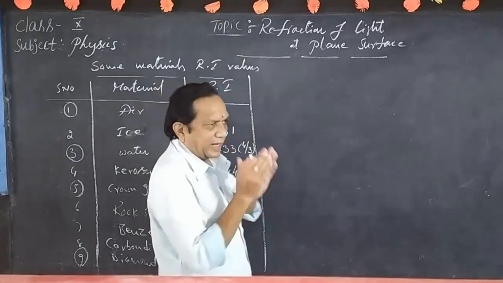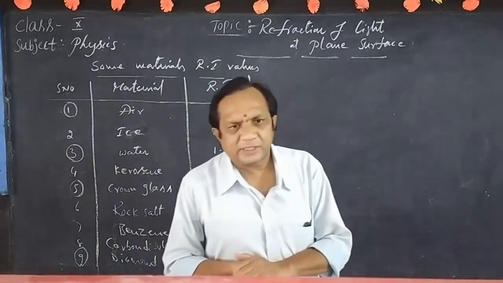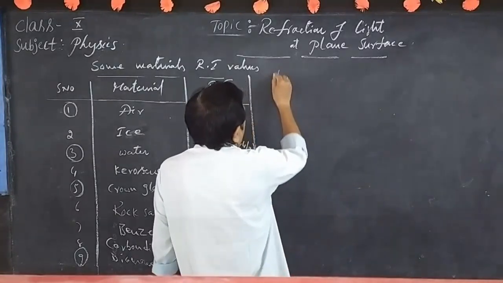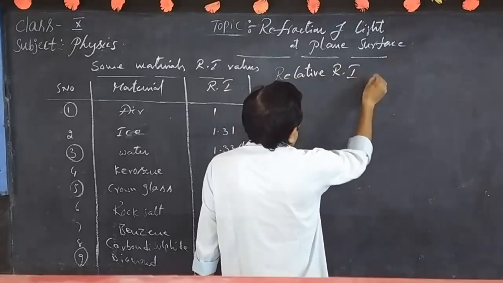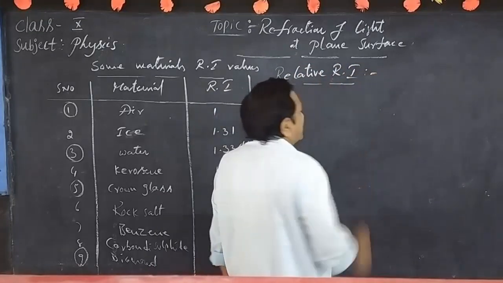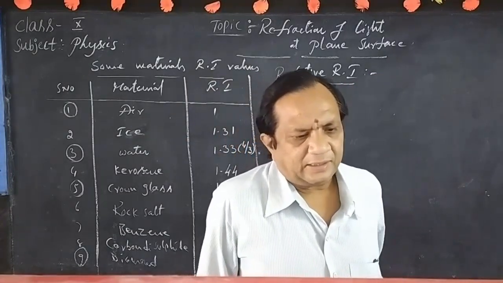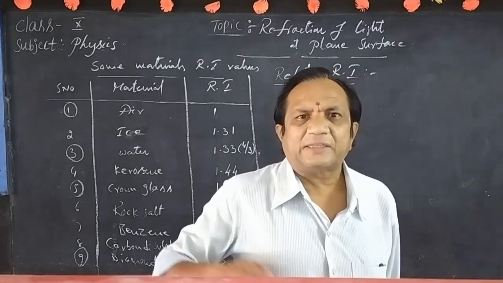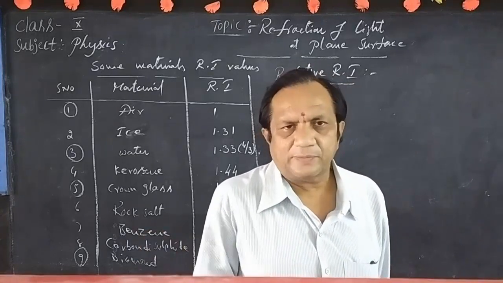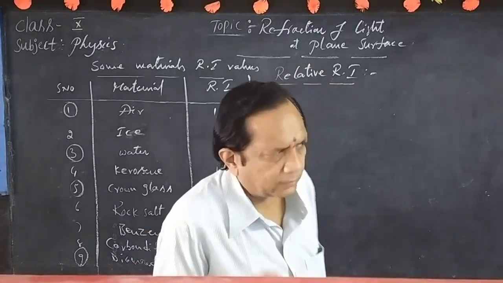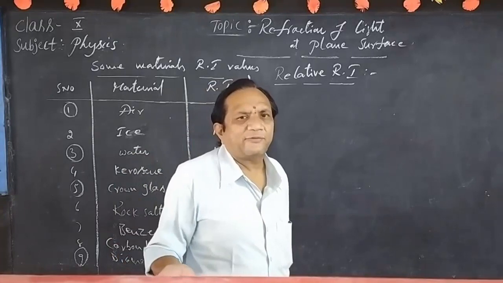And in this, refractive index is compared from one medium to another medium. You have to compare. Comparison is also given for these two mediums. That is called relative refractive index. Relative refractive index. So this relative refractive index can be said to be the refractive index of a medium with respect to another medium. One medium's refractive index compared with another medium's refractive index is called relative refractive index.